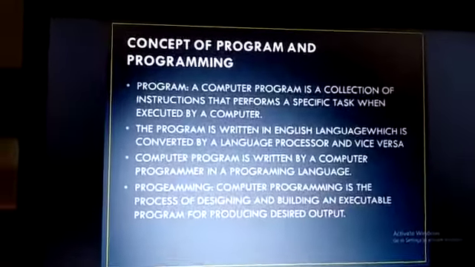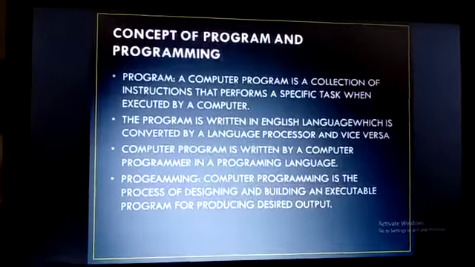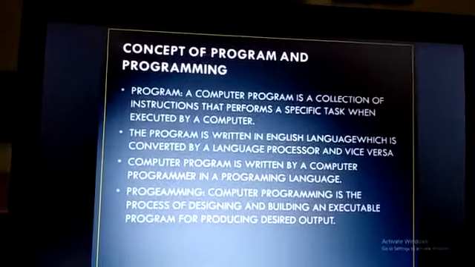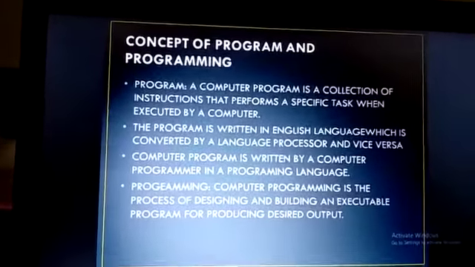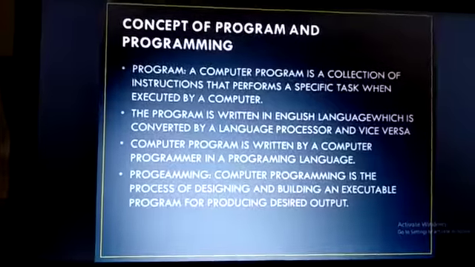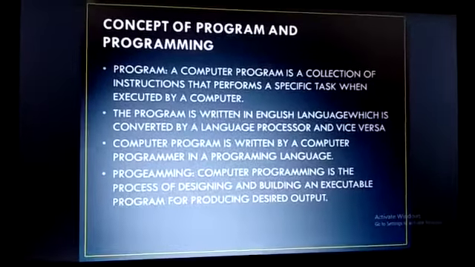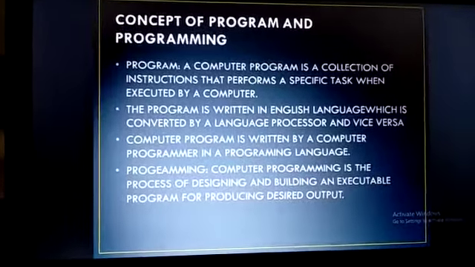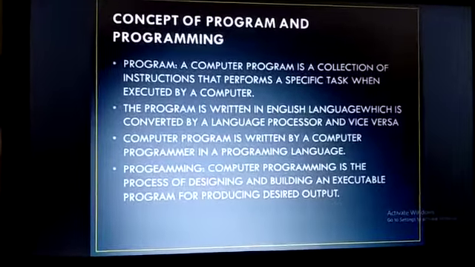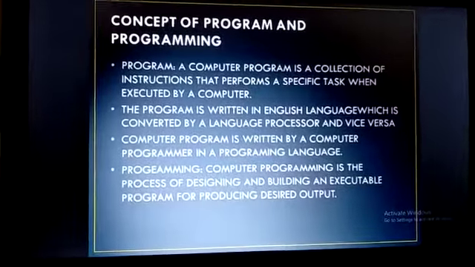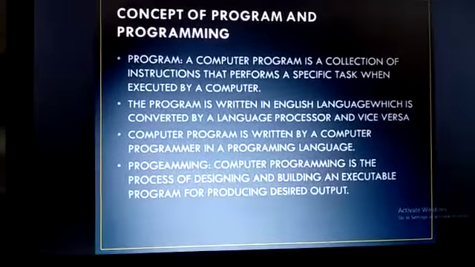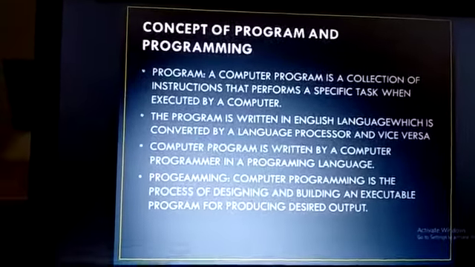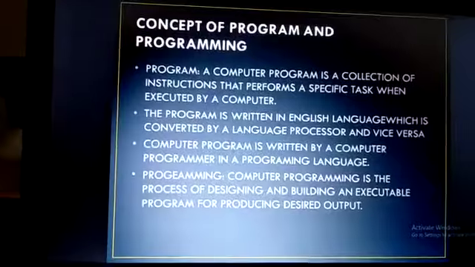What is the first part? Concept of program and programming. So first we will clear our concept, what is program and what is programming. So let's start. Program. A computer program is a collection of instructions that performs a specific task when executed by a computer. So what is program? Program is a collection of instructions which perform a specific task.